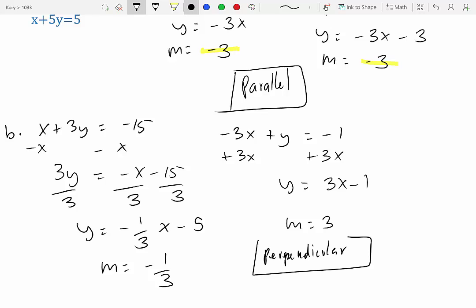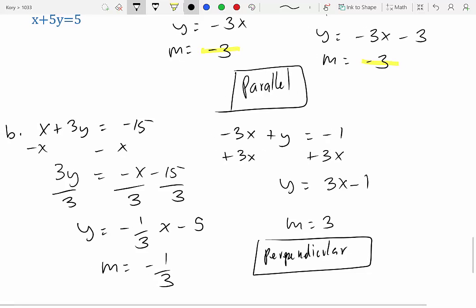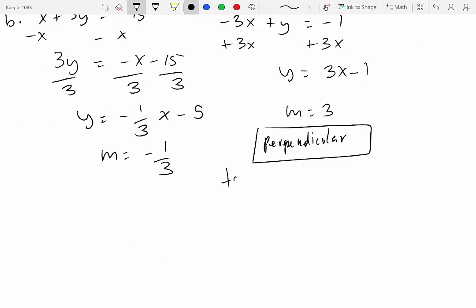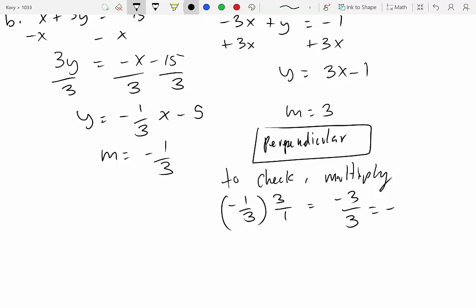If you wanted to be extra careful, just in case they were similar fractions but don't look the same, you could multiply them. So if you multiply, we have negative 1 over 3 times 3 over 1. So we have negative 3 over 3, which is negative 1. So if you get that product of negative 1, they are indeed perpendicular.